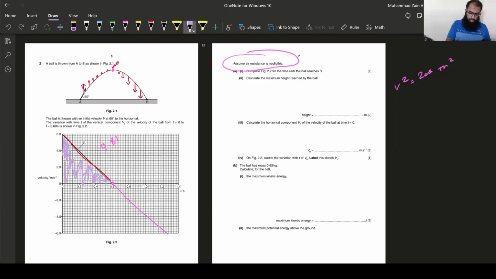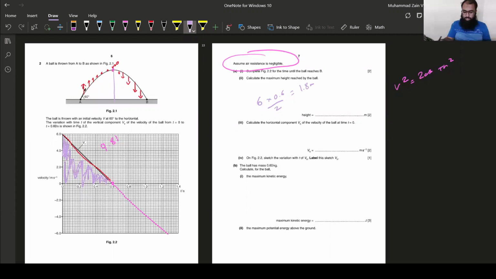So I just multiply these things: 6 multiplied by 0.6 over 2, the area of this triangle. I'll get my answer, which I think would be something around 1.8 meters. I'm just guessing. I don't know the actual answer.